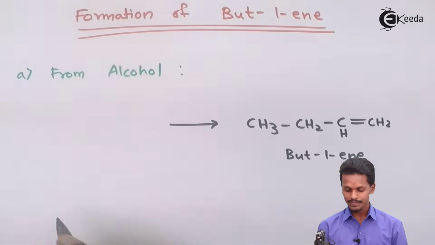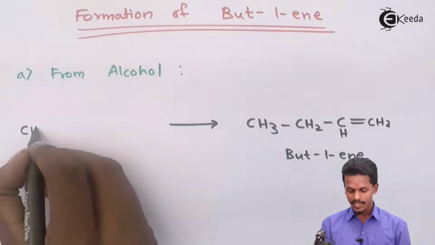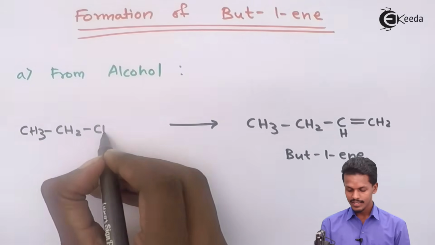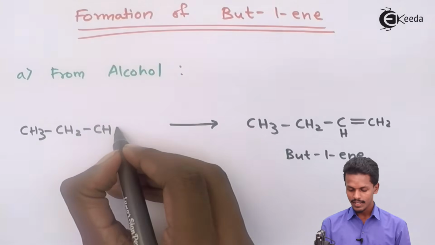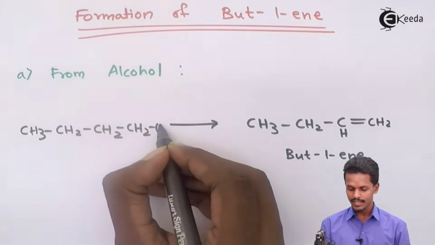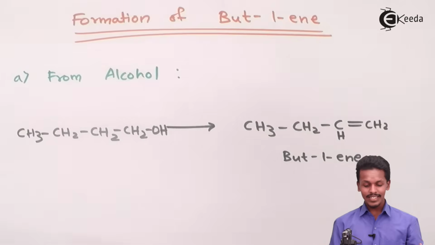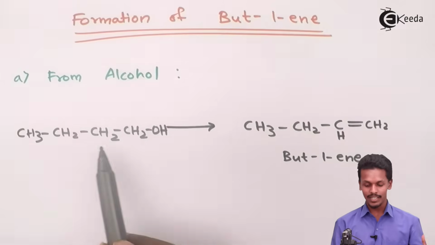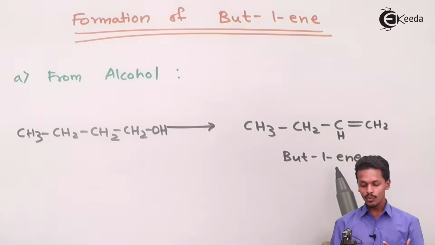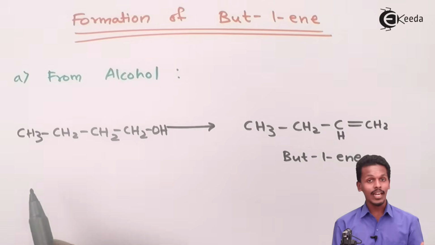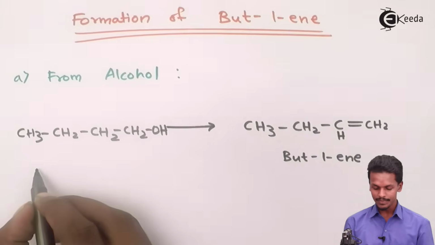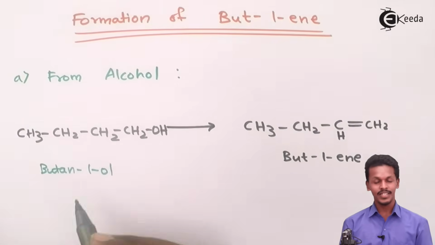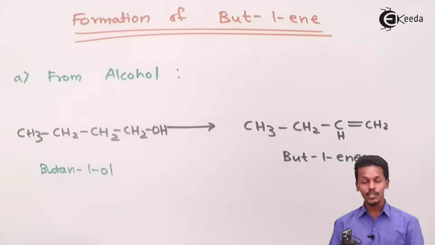So I could write it as CH3CH2CH2CH2OH. In this case we have considered 4 carbon atoms, along with the OH group attached over here. So we have to convert an alcohol, whose name is butan-1-ol, or butanol, into butene.